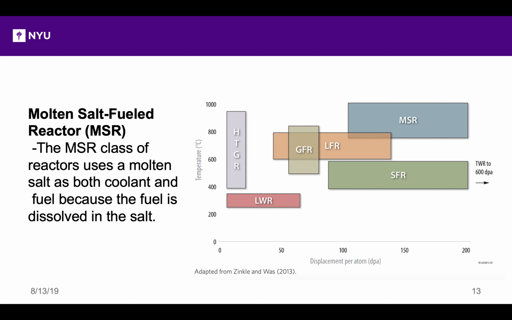The MSR class of reactor uses a molten salt as both coolant and fuel, because the fuel is dissolved in the salt. There are both thermal and fast variants of this design. The thermal system uses a fluoride salt with graphite or another material as a moderator to slow the fission neutrons down to thermal energy. The fast reactor variant uses chloride salt. A variety of conceptual designs have been proposed, all of which require significant technology development.